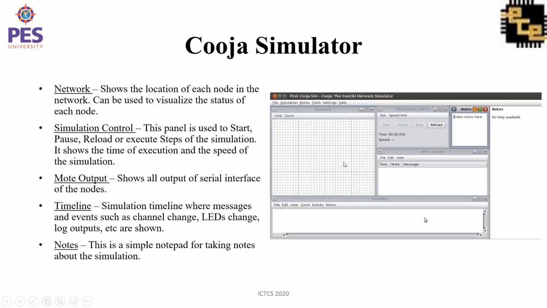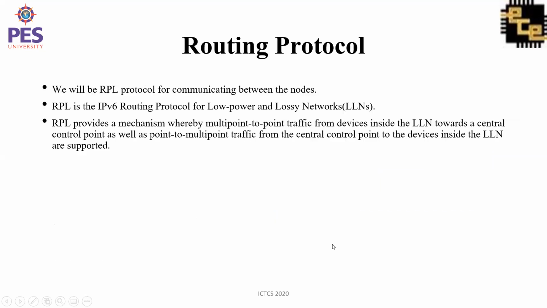And this is a high-level diagram of the Cooja simulator. Here we have the network window wherein we'll have each node like the server and clients. And we have a mote output which gives the serial interface of the nodes, and the simulation control where you can stop and start the simulation.